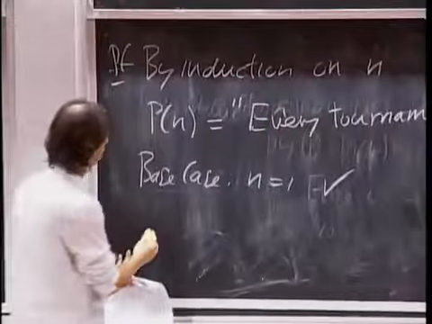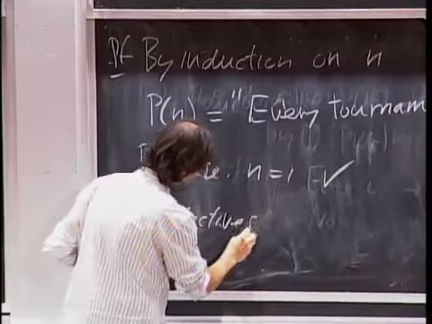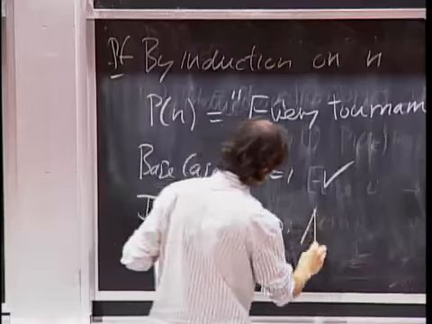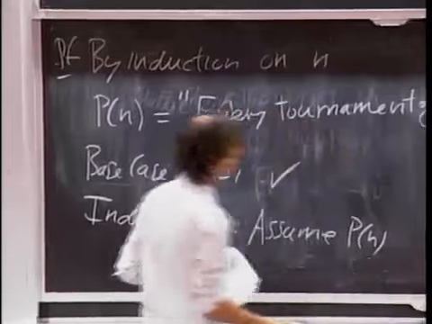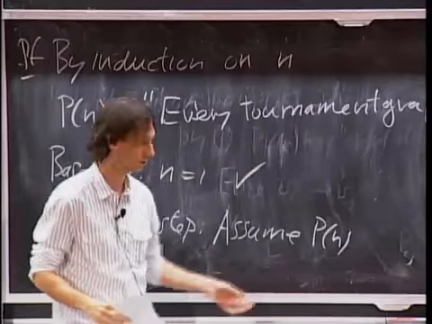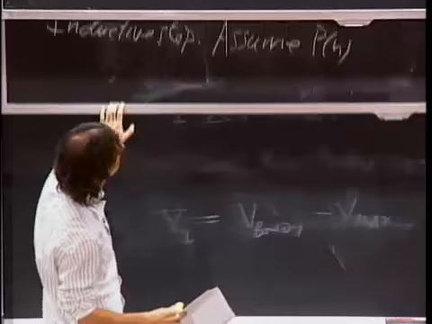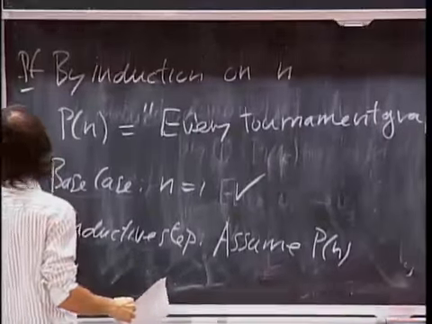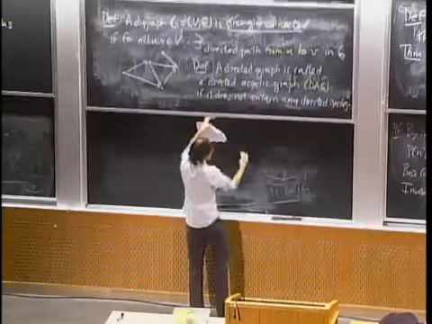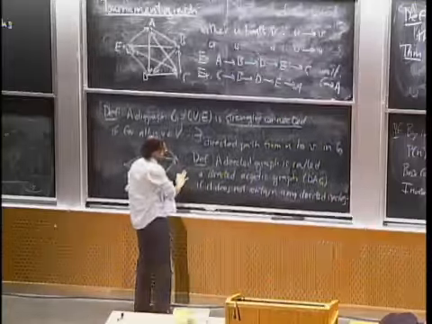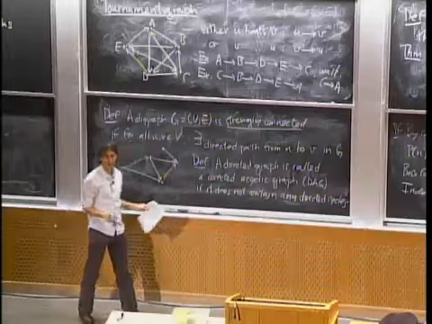So what about the inductive step? Now with the inductive step, we always proceed in the same way. We start to assume that Pn is true. Essentially the theorem holds for a tournament graph on n vertices. Actually, let me keep this over here. So now let's think about how we can prove this induction step. I need to prove P(n+1).